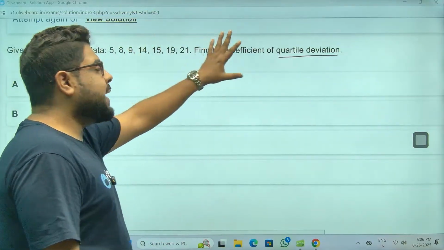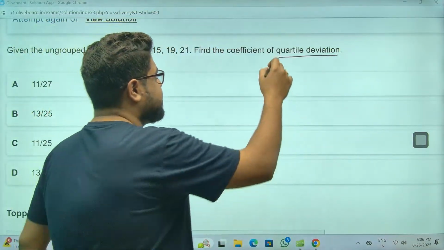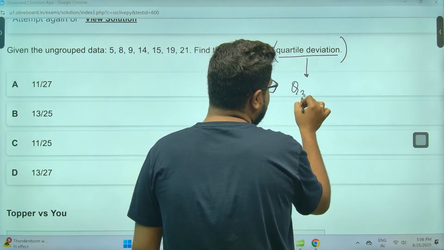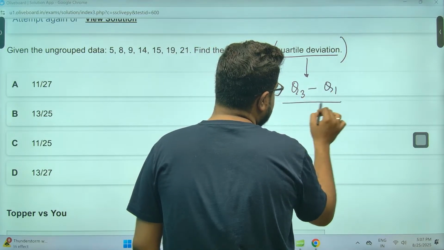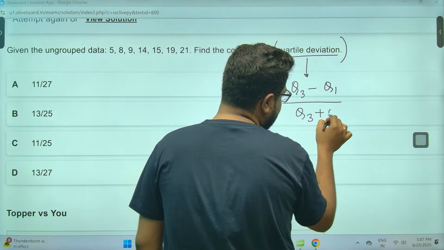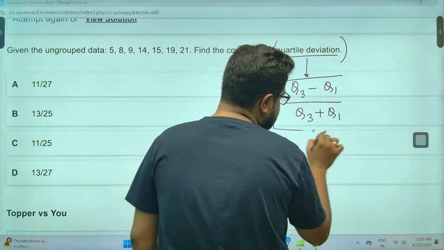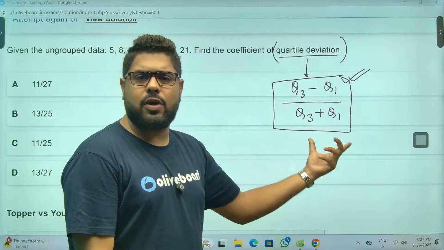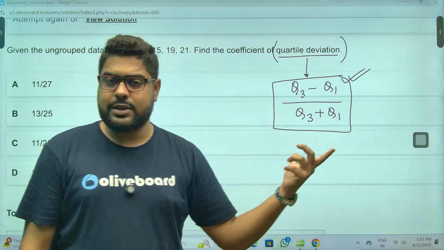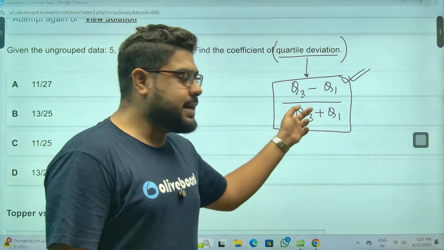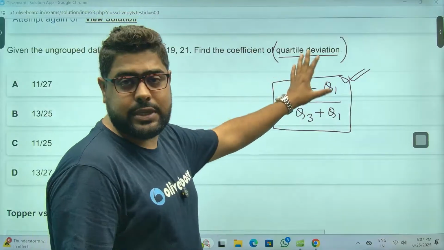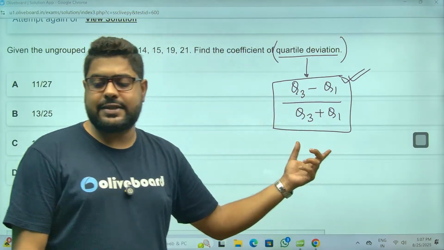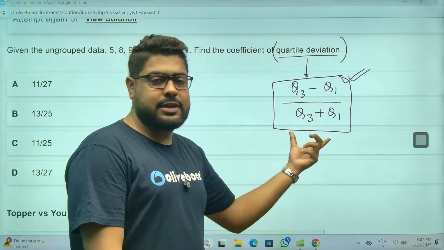Now, quartile deviation. So again, it's a statistical measure. It is a statistical measure defined by Q3 minus Q1 by the sum of Q3 plus Q1. I've gone into great detail about this in the newly launched crash course, the adequacy pattern course, because in the selection phase exam there were questions from this.